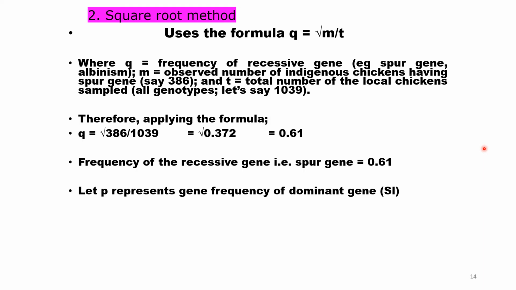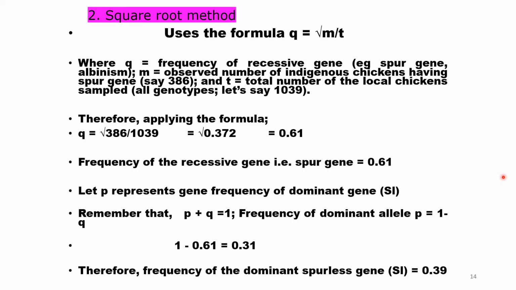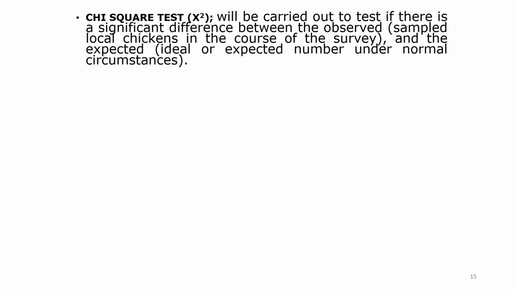And if p represents the frequency of the dominant gene, we can get it from the formula that says p plus q equals 1. Remember, we said that if we have q, we can easily get p, and if we have p, we can easily get q. So in this case, the frequency of p equals 1 minus q. Applying the values, 1 minus 0.61 is 0.39. Therefore, the frequency of the dominant gene is 0.39 in this particular population that was sampled.